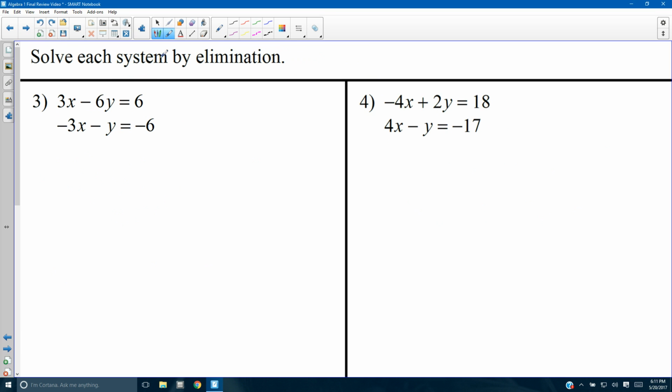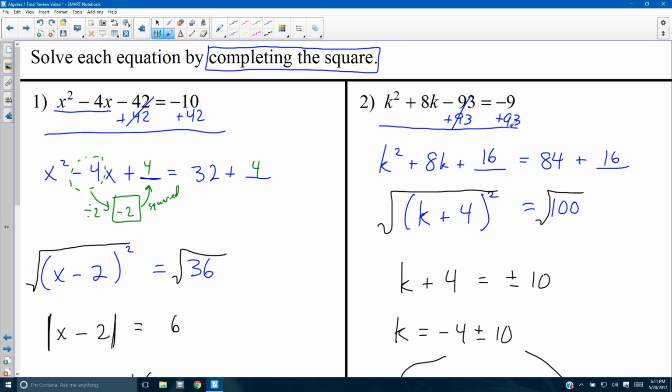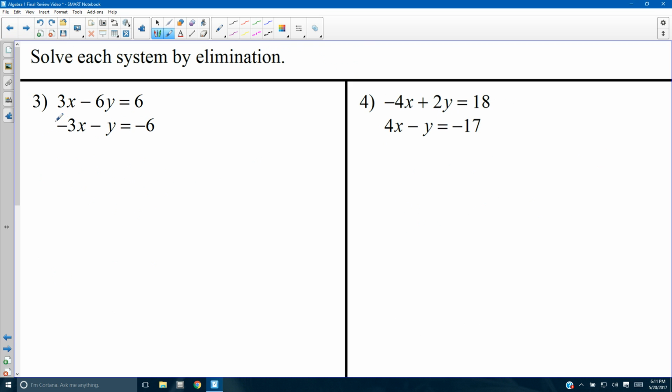Number 3 and 4, solve each system by elimination. Okay, the elimination method is a method where you add the same thing to the left and right side of an equation, much like over here. I added 93 to both sides of this equation. And in this particular case, let me just do this because it's going to work right now. Let's say I added -6 to this side and -6 to this side. Well, 6 minus 6 is 0. And 3x minus 6y minus 6 would be this right here. But instead of writing that, instead of subtracting 6 from both sides, let's subtract 6 from this side, and let's add this -3x minus y to this side.